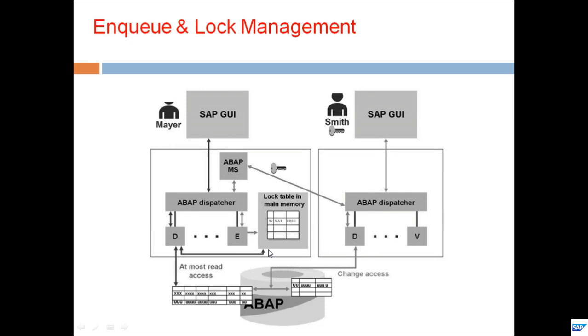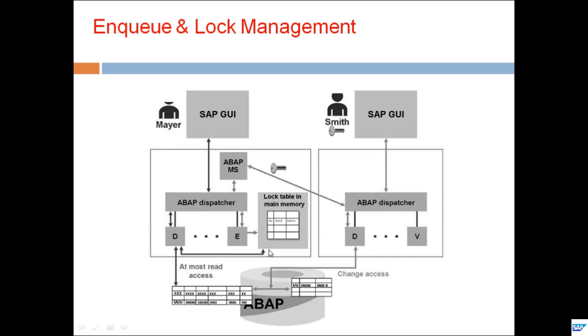Okay. So in this case, what happens? The lock request is forwarded from the dialog work process to the enqueue work process via the dispatcher and the message server. So the enqueue work process now checks whether a lock can be set or not. If this is possible, then the lock is set by the enqueue work process and the lock key is transferred to the requesting dialog work process via the dispatcher and message server.